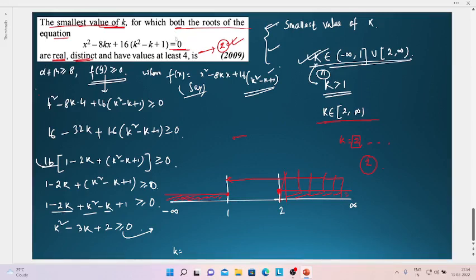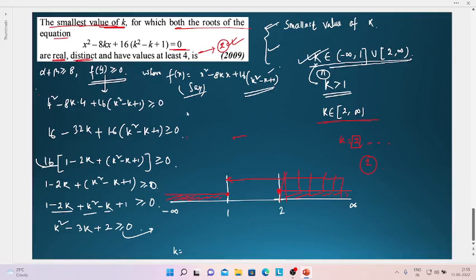So you can understand what we did in this particular question. Basically we found the discriminant, which is greater than or equal to 0 by a condition, and after that we got a relation of k, which is k greater than 1. Since the roots are greater than or equal to 4, then definitely f(4) will be, if I put 4 into the expression x square minus 8kx plus 16 times k square minus k plus 1, then f(4) will be greater than or equal to 0.